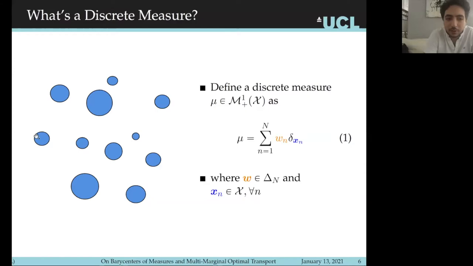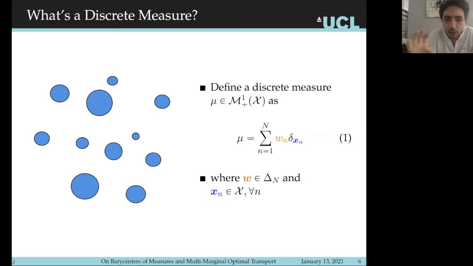We have points located at different places, and each of these points is weighted according to the weights Wn. W is a vector that sums to one and is made of positive numbers. So basically it's an extension of a data set which allows us to weight the points. And this is going to be the object we study mainly today.